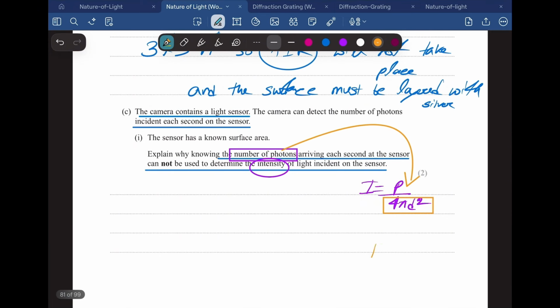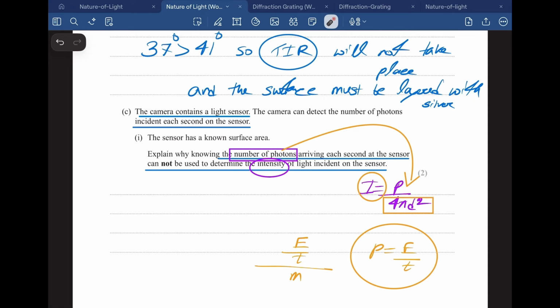Okay, what does the power mean? Power basically means energy divided by time taken. Power means the energy of the photons that is incident per second on the sensor, right? And what does intensity give? Intensity gives the energy of the photons incident per second per meter squared area. So the thing is, energy incident per second per meter squared.